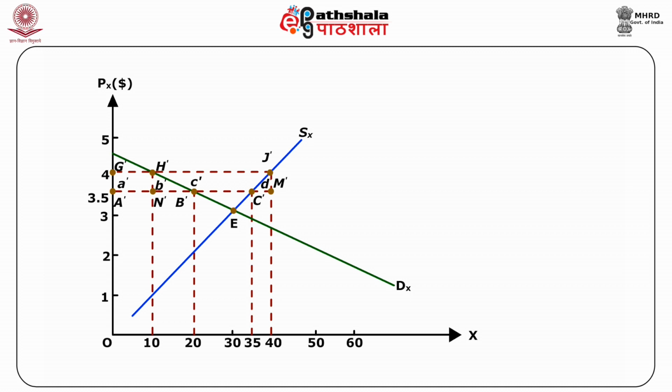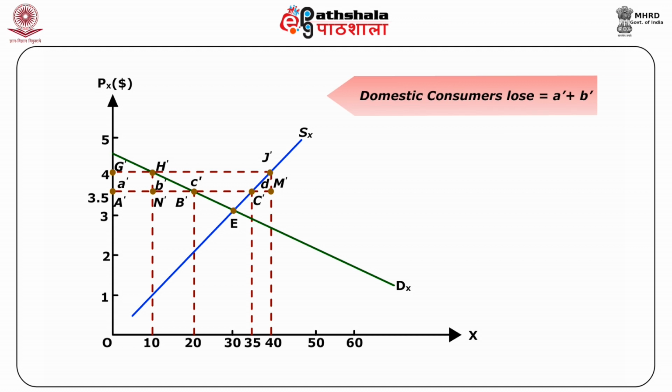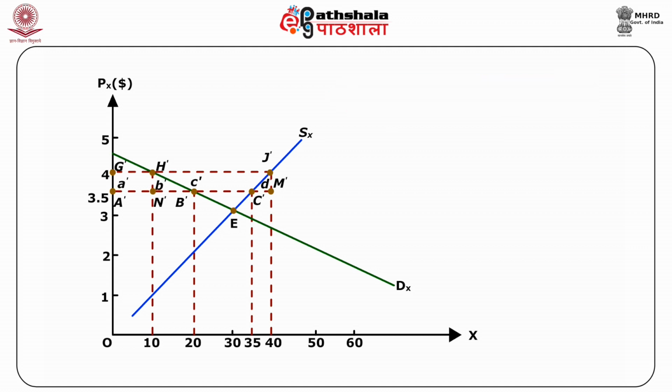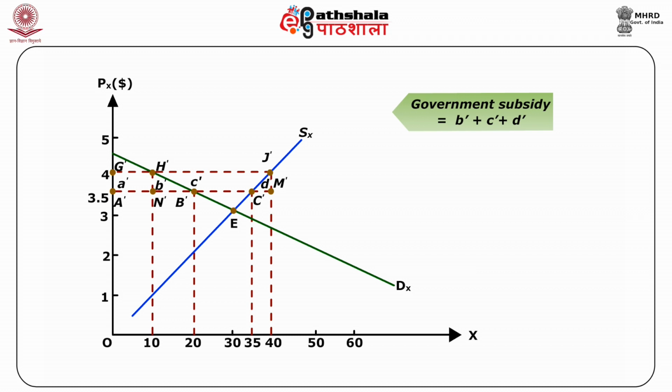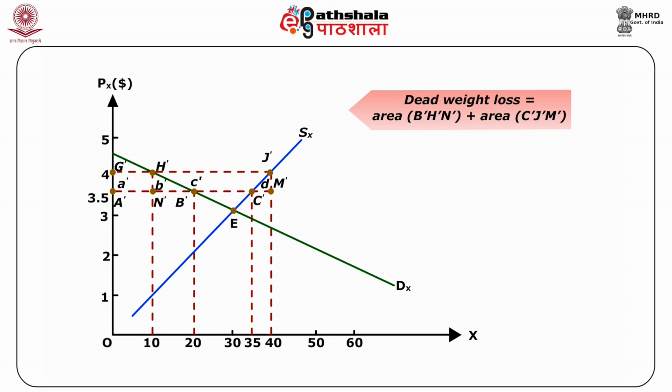At PXS, the nation produces G'J', consumes G'H' and exports H'J'. Domestic consumer's loss is equal to A' plus B'. Domestic producer's gain is equal to A' plus B' plus C'. Government subsidy is equal to B' plus C' plus D'. Deadweight loss is equal to area B'H'N' plus area C'J'M'.